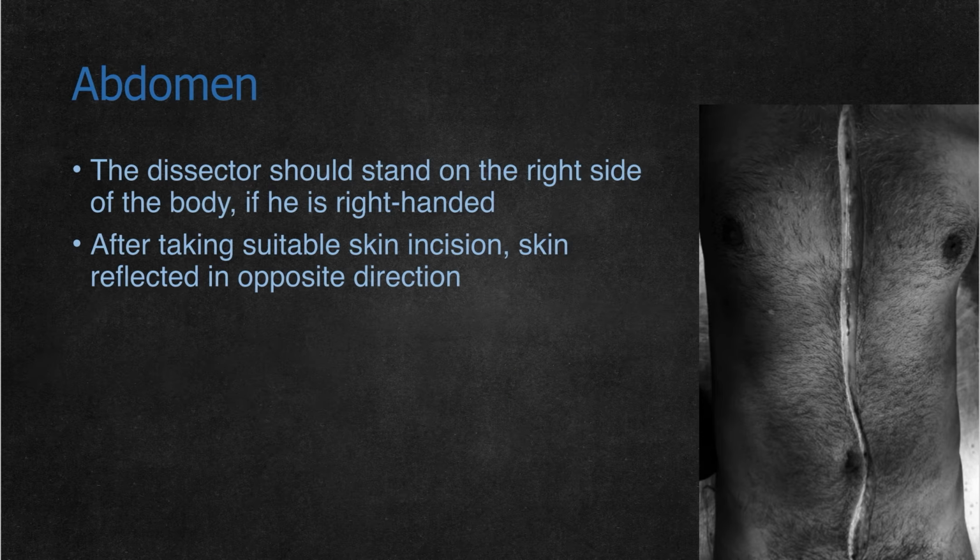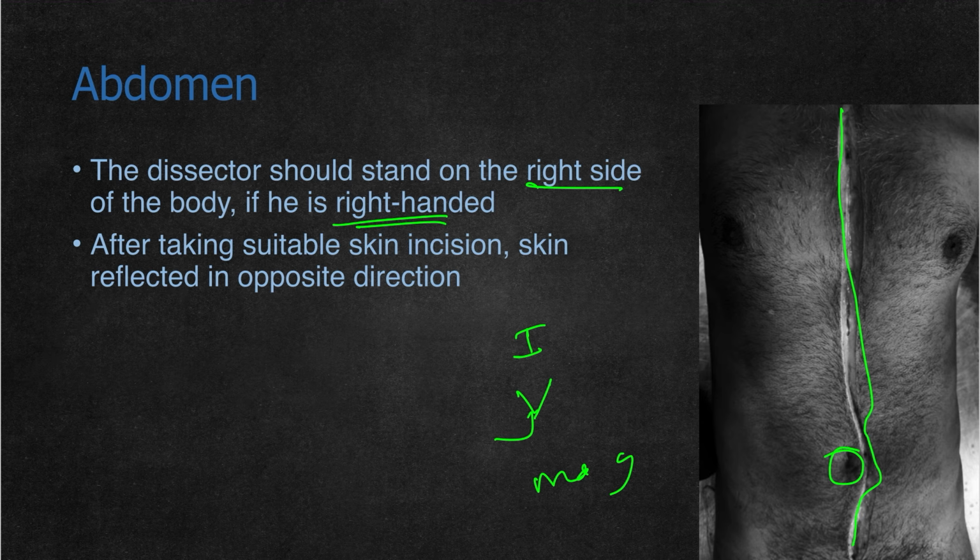Coming to dissection, first the abdominal incision. The dissector usually stands on the right side of the body if he is right-handed, or the left side when left-handed. Then a suitable incision is taken, like in the last video where we discussed I-shaped, Y-shaped, and modified Y-shaped incisions. The common one is the I-shaped incision, which starts from the chin and goes till the symphysis pubis, avoiding the umbilicus. The umbilicus is avoided since reconstruction is very difficult.